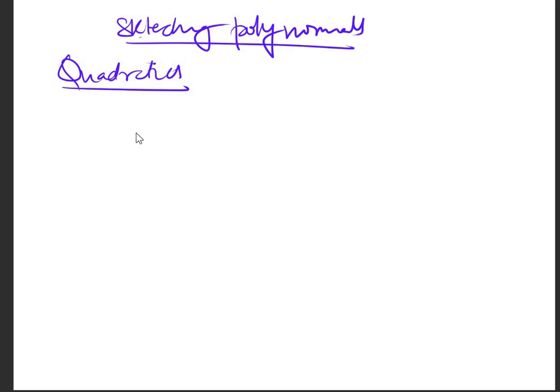Generally, the thumb rule is that for any polynomial, if the polynomial has a degree n, then the maximum stationary points is the right word, are always n minus 1 maximum. Right?